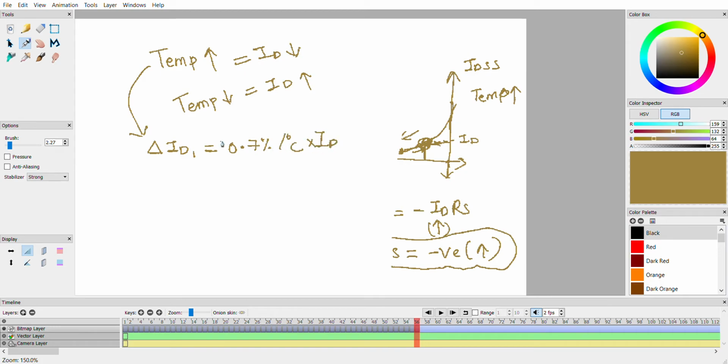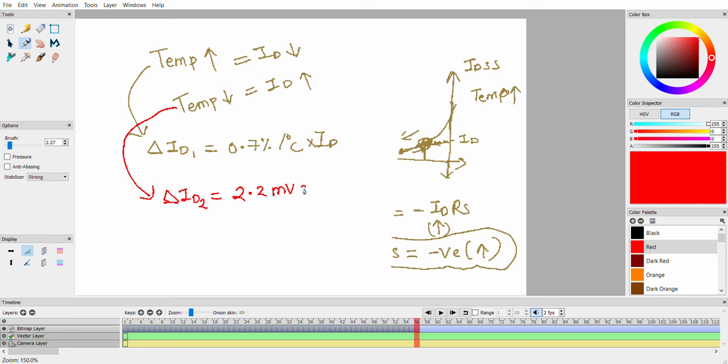Okay, ID decreases by this amount. Okay, and I will use some different color. As the temperature increases, then del ID2, I will use this nomenclature del ID2, will change by 2.2 millivolt into GM, transconductance, that is millivolts on 10 raised to minus 3. So these are the experimentally calculated values. You don't need to worry as such for now. So as the temperature increases, ID decreases by this much amount, and as the temperature decreases, ID increases by this much amount.